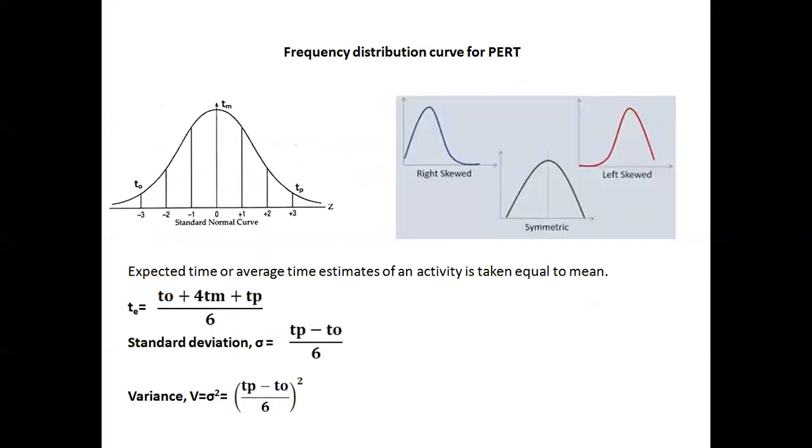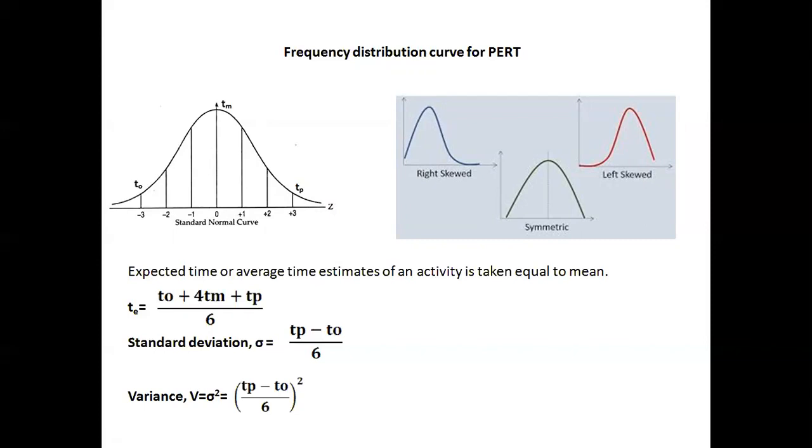Now the frequency distribution curve for PERT, you just observe here. We are already familiar with the statistics, the standard normal curve or the standard distribution. As there are three time estimates for a PERT activity, that is optimistic, pessimistic, and most likely time element, in the range from optimistic to pessimistic, there can be a number of time estimates for the activity. That is from TO to TP, optimistic time to pessimistic time. You can have a number of ranges of the time elements for TO, TP, and TM.